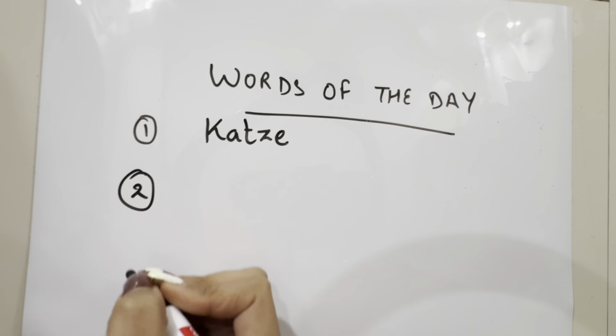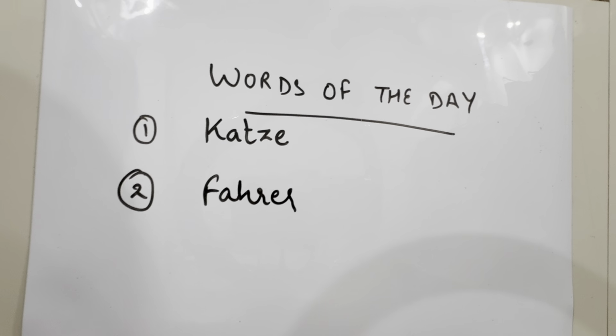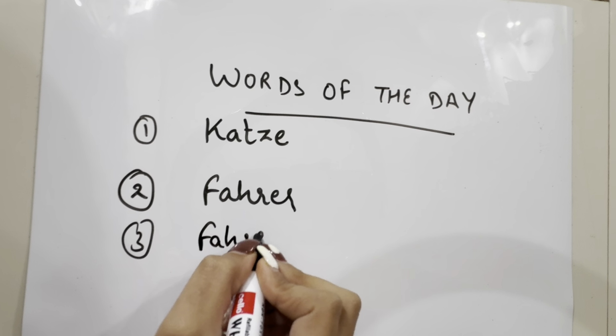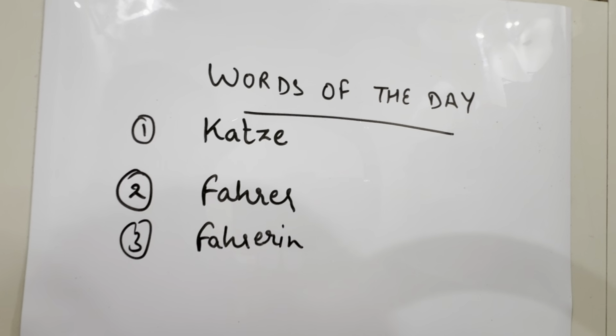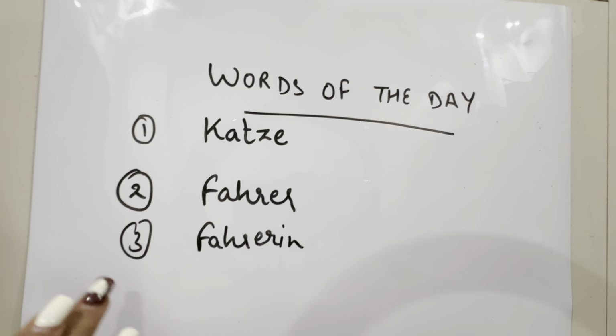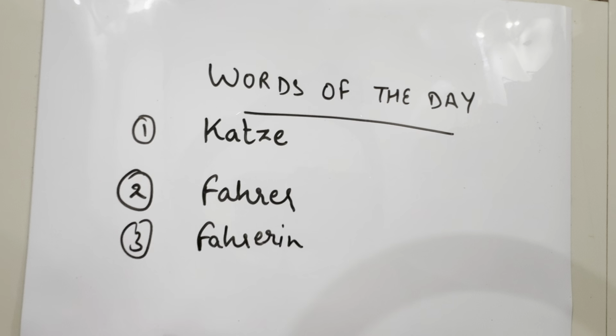The first word that we need to learn today is Katze. The second word is Fahrer. Now we are also going to learn another word, the third word, which is very similar to the second word. So we are going to learn three words today. First is Katze, second is Fahrer, and third is Fahrerin.